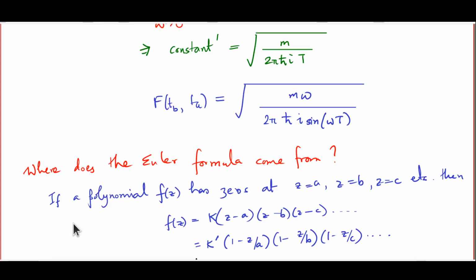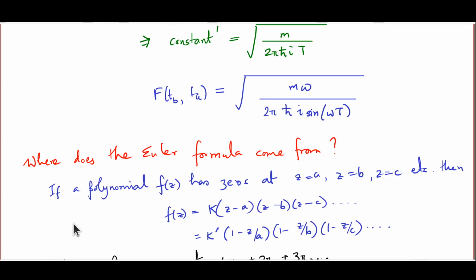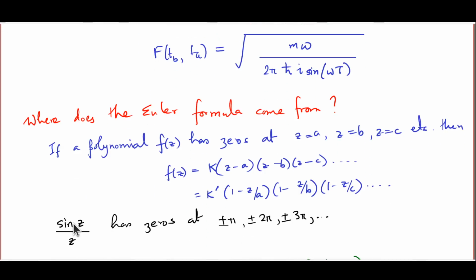What Euler did was to use the same result for the function sine z by z, which of course is not a polynomial but an infinite series. It does have zeros, but rather than a finite number of zeros, it has an infinite number of them. The zeros are at plus minus pi, plus minus 2 pi, plus minus 3 pi, plus minus 4 pi and so on. So Euler pretended that you could actually use the polynomial result here as well.